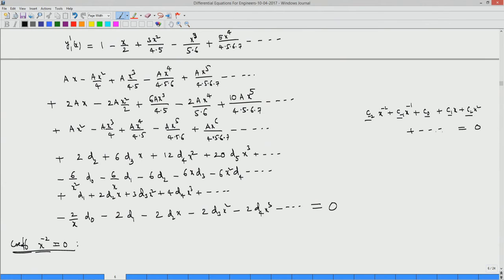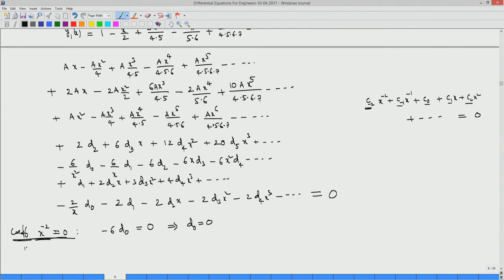If you have a series equal to 0, each of these coefficients has to be 0, that is what I am making equal to 0. The coefficient of x power minus 2, that is c minus 2, I am seeing what it is: I have only minus 6 d naught equal to 0. So the coefficient of x power minus 2 has to be 0. That immediately gives me d naught is 0.